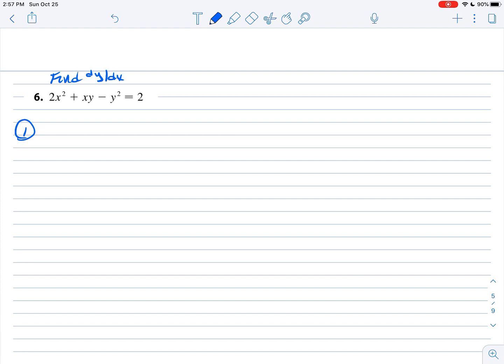And here we go. So again, step 1, take the derivative of all terms, and we have the derivative of 2x squared is 4x plus x times y. That requires the product rule together with the chain rule for y. Y always gets the chain rule. So the derivative of a product is the derivative of the first times the second plus the first times the derivative of the second, and the derivative of y is 1 times dy dx.